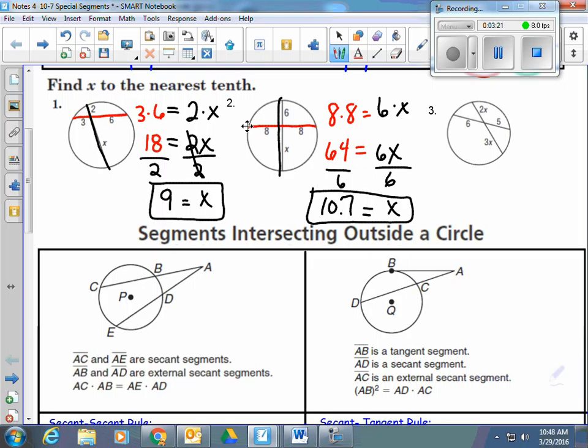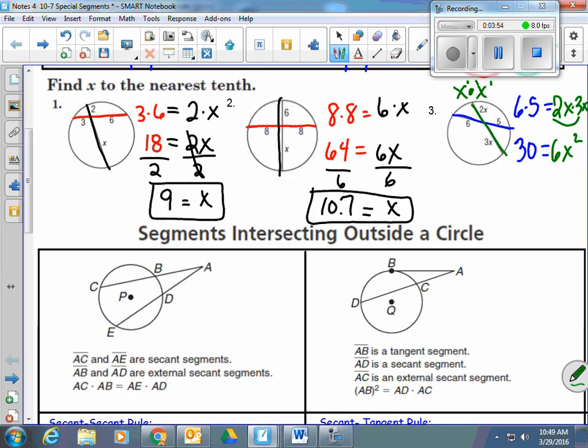Now on number 3, you struggled a little bit, right? And you had an internal fight in your head as to what to put. And it's either this or it's this, correct? So we have a chord right here. So that's 6 times 5, which is 30. That's going to be equal to the other chord, which is 2x times 3x. What's 2 times 3? 6. Good. What's x times x? X squared.